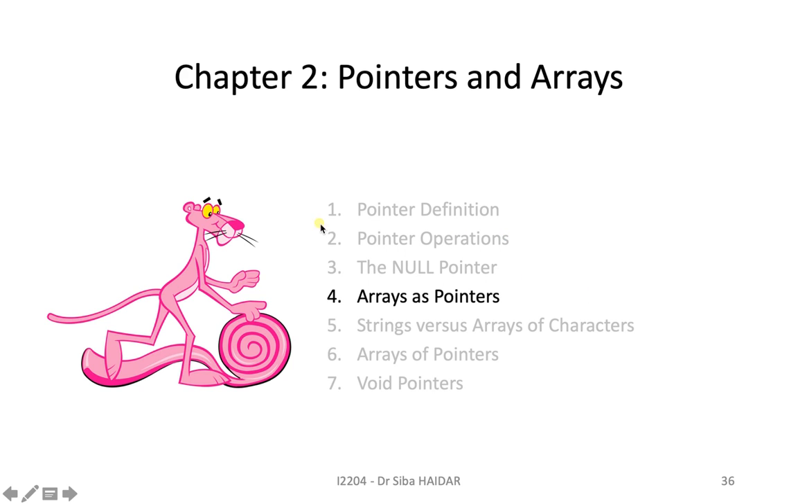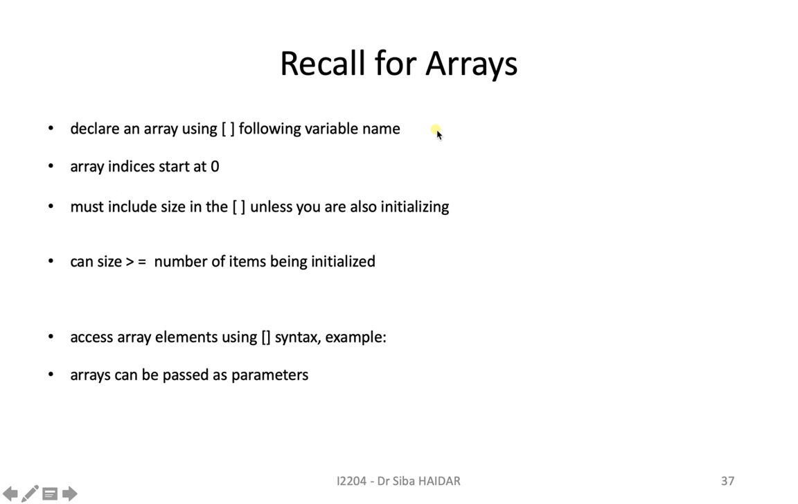So let us continue now our lesson, reaching section 4, which is entitled Arrays as Pointers. Let us recall arrays as we know them until now. We can declare an array using the square brackets syntax following the variable name. For example, int x[5]. x is an array with 5 elements. They are indexed, of course, from 0: 0, 1, 2, 3, 4.